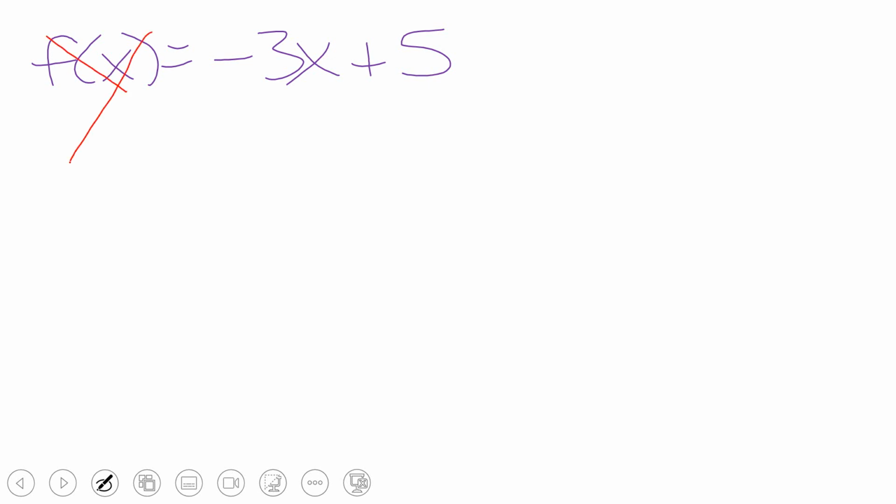First thing I'm going to do is I'm going to be lazy. Over the top of the f of x, I'm going to put a y. And now I'm going to switch the x and y. So x equals negative 3y plus 5. Okay, next up, I need to get y by itself.